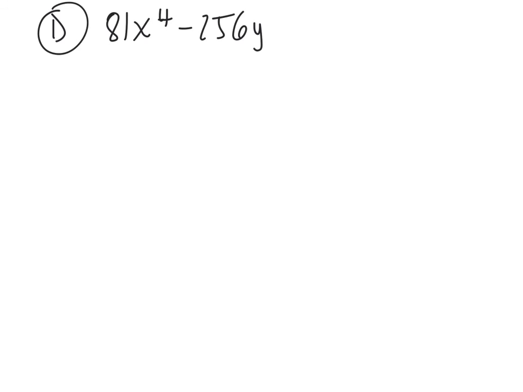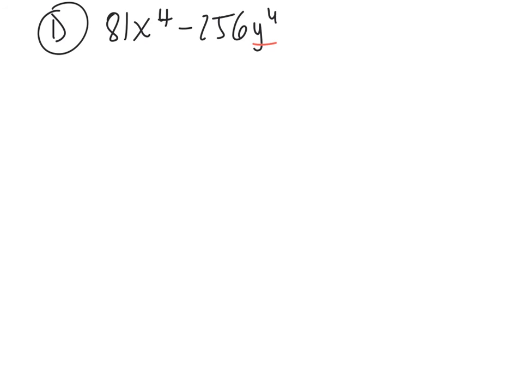So this is going to be your hardest example for difference of squares. So D, 81 x to the power of 4 minus 256 y to the power of 4. So immediately you realize two things. Number one, you have a second variable. That's fine. And number two, they're to the power of 4.